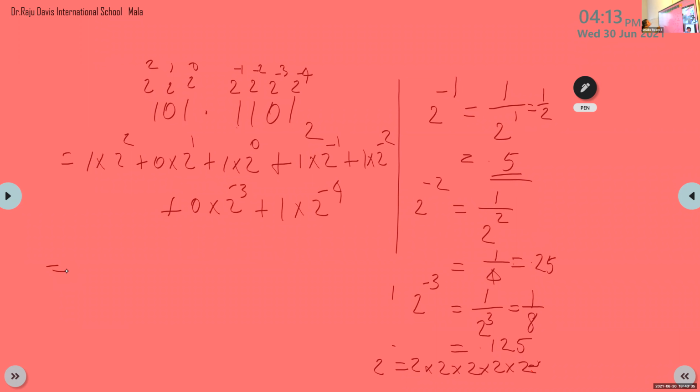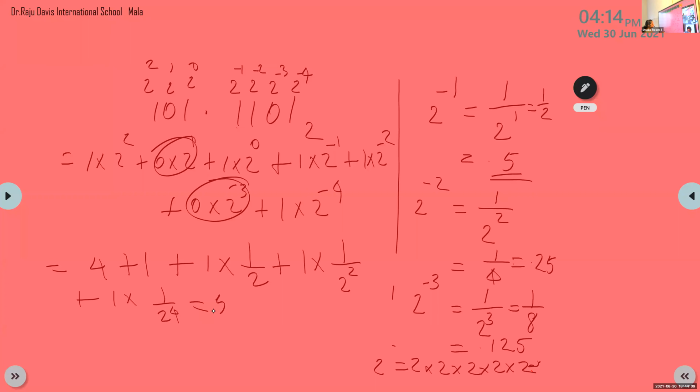Then what is 2 raised to 2? It is 4. So 1 into 4 is 4. Then here it is 0. Then 2 raised to 0 is 1, so 1 into 1 is 1. This part is correct for all of you. Then what about the second part? It is 1 into 1 by 2 plus 1 into 1 by 2 raised to 2 plus here it is 0, then plus 1 into 1 by 2 raised to 4, and the integer part is 4 plus 1, which is 5.